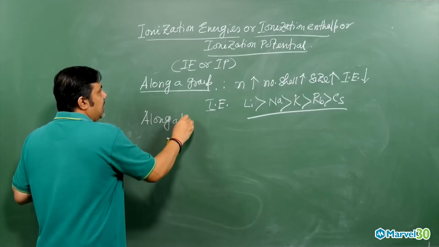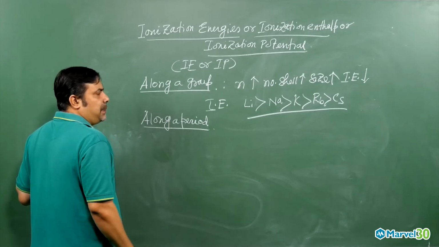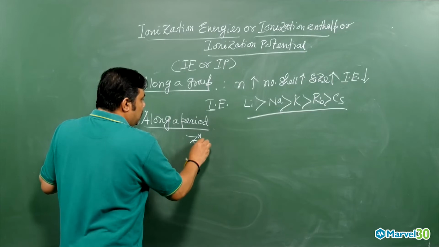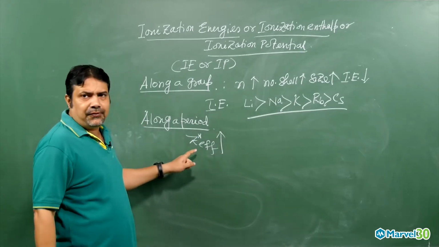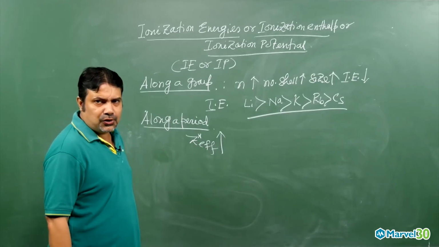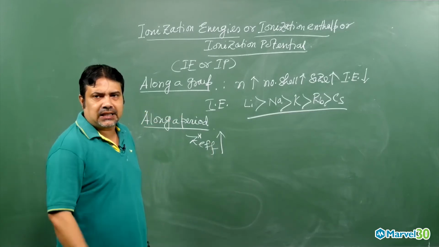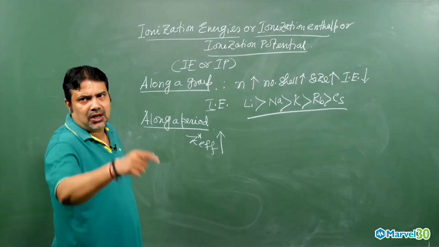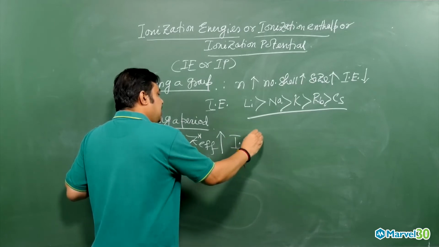what will happen? Along a period, or left to right, whatever you call it, Z star effective will increase. Z effective increasing means the nucleus will be more powerful, so the force of attraction will be more, which means contraction of size. To knock out the electron, you have to apply more energy. Ionization energy will increase. Ionization energy will increase.